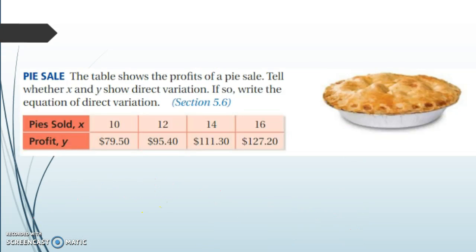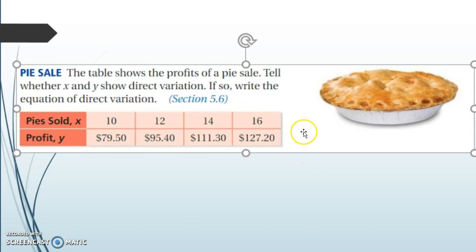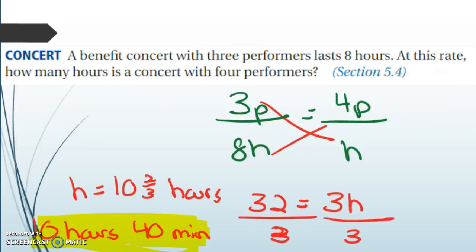There we go. Last one, the table shows the profits. Tell whether x and y show direct variation. Ooh, you know what? Actually, don't even worry about this one. Direct variation we did not talk about, so I'm not going to test you over it, so we don't need to worry. All right, so this one is actually going to be our last slide.